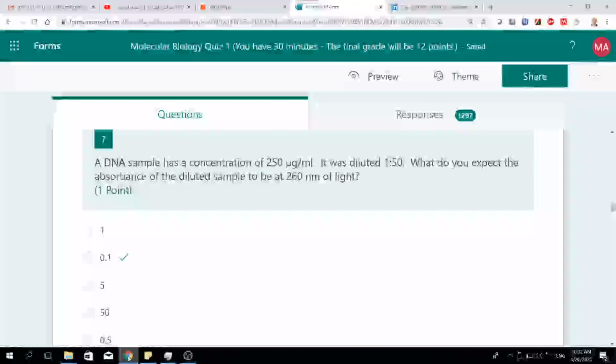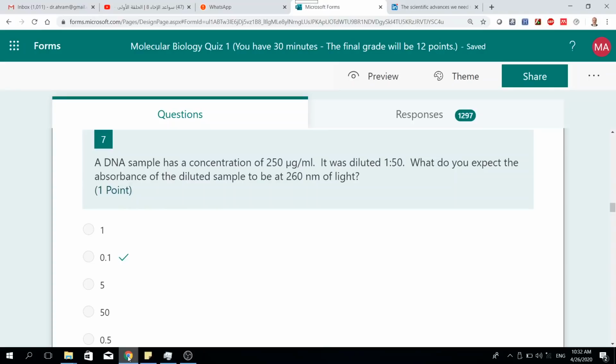Simple definition. So a DNA sample has a concentration of 250 micrograms per ml. It was diluted 1:50. What do you expect the absorbance of the diluted sample to be at 260 nanometer of light? What we're looking for is not the concentration. We already have the concentration. What we're looking for is the absorbance. So what's the concentration of the diluted sample?